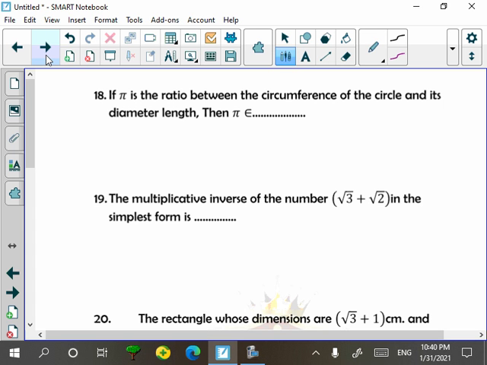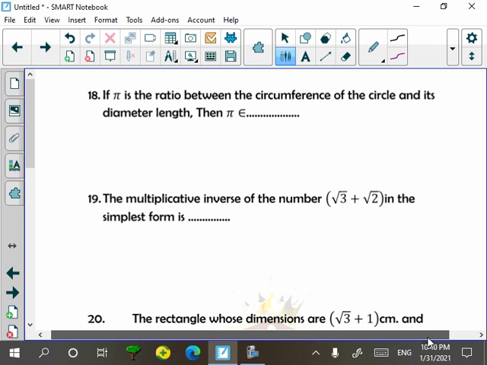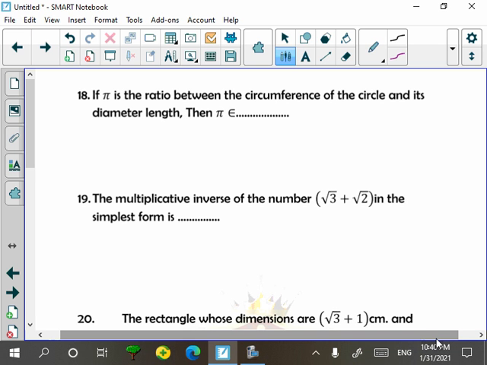Number 18. If pi is the ratio between the circumference of the circle and the diameter length, then pi belongs to, all of us know that pi is 22 over 7, belongs to Q dash, and it belongs to the irrational numbers.